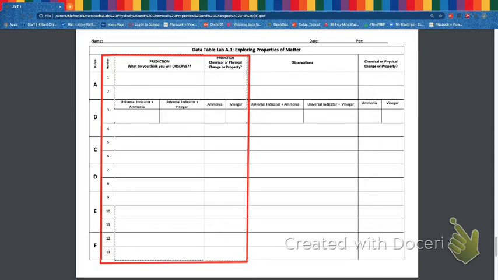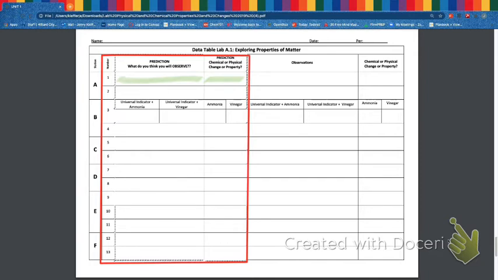So the first one, the directions say, tear a small piece of paper into smaller pieces and place the pieces on a watch glass. Record your observations in the data table. So if we do that, if we take a piece of paper and we tear it into small pieces, what we should see are smaller pieces of paper, right? So that's our prediction. We predict that we will see smaller pieces of paper. So now, do we think that that's a physical change, a chemical change, a physical property, or a chemical property? That's a physical change. Okay, so you're going to fill that in there.